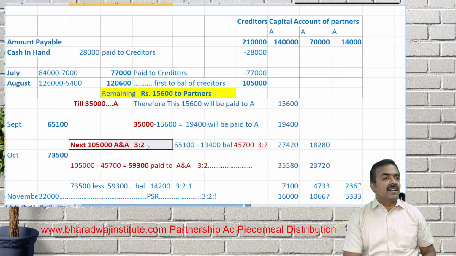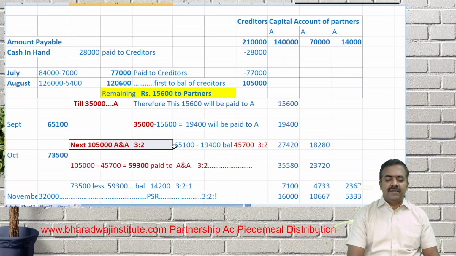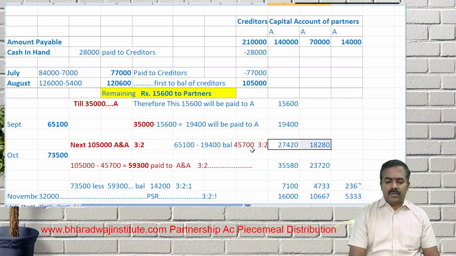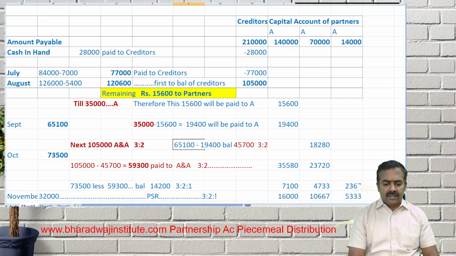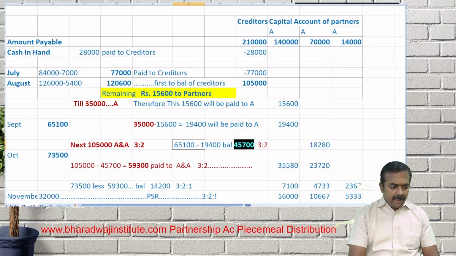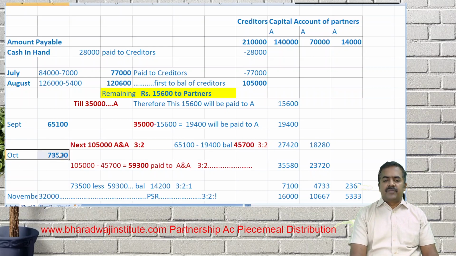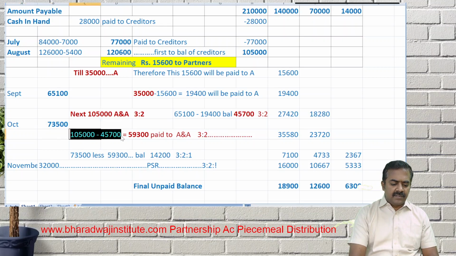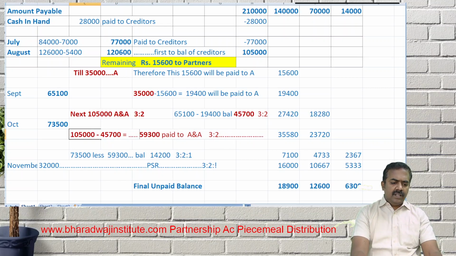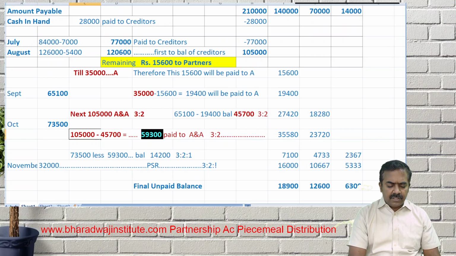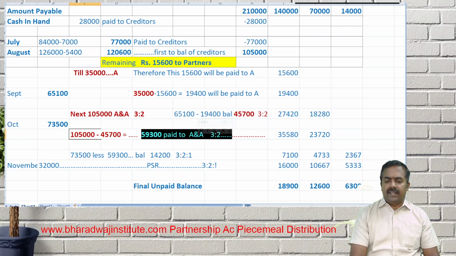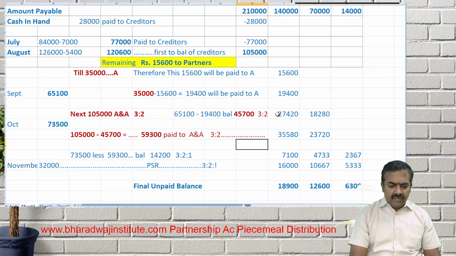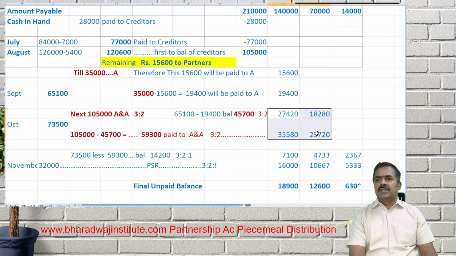Up to the next 1,05,000, to whom should we distribute? First two partners only, in which ratio? 3:2 ratio, and the 45,700 is distributed. Okay. Next, October month we get 73,500. We get how much? 73,500. Out of that, for the 1,05,000 condition, already 45,700 has been distributed. How much balance is still remaining? This 59,300 will be paid only to A and B, in 3:2 ratio. Only when you pay this, that 1,05,000 condition is satisfied.